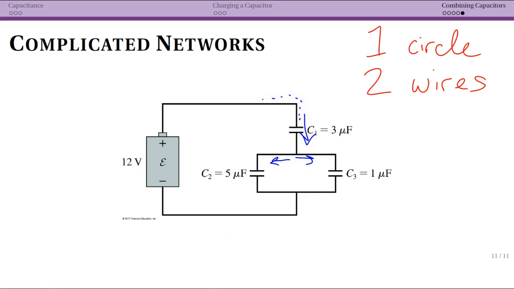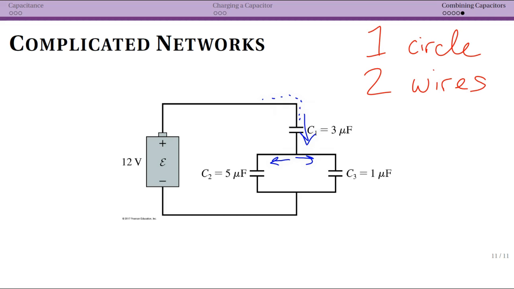Let's try drawing another circle. I can draw this. Notice I have 1, 2. So that's a good circle in that it has two wires, but it's only actually enclosed one capacitor. Our goal is to enclose capacitors into our circle so that we can make them equivalent capacitors. So this isn't useful because only one capacitor is in it. So it's not a helpful circle to draw even though it follows the rules.